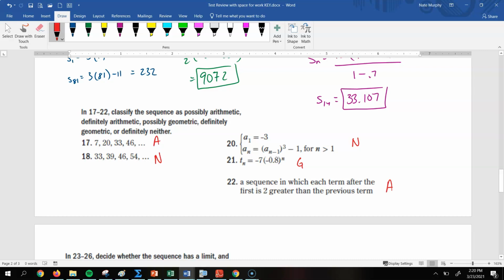So it's only going to be definitely geometric or arithmetic if we can derive the exact formula. But for number 17, even though we can derive a formula, they're not giving us the formula. So just by giving those first 4, it's possibly arithmetic. But again, I don't care about possibly or definitely. All I care about is, could it be arithmetic, geometric, or neither?